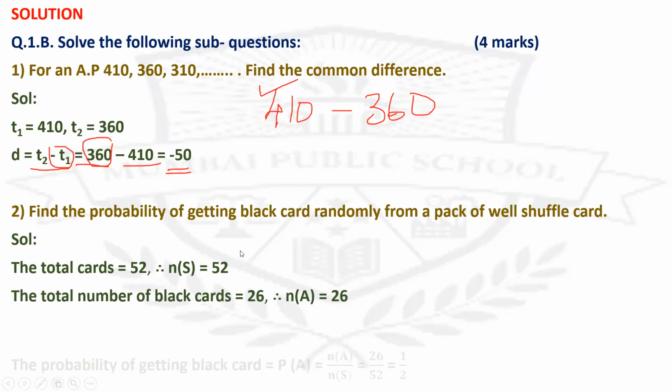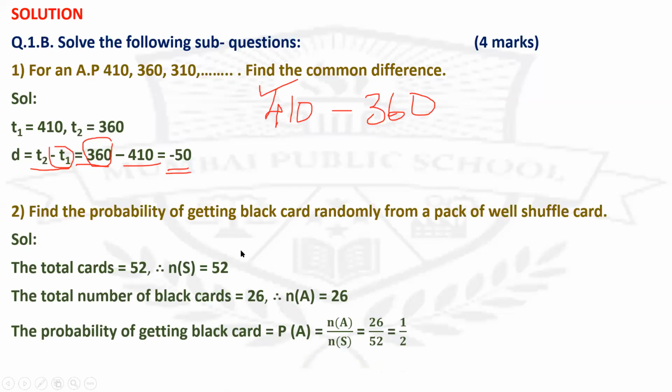Now, probability. The probability of getting a black card, that is P(A), is n(A) upon n(S), that is 26 upon 52. So 26 upon 52, what answer are you going to get? You're going to get the answer as 1 upon 2.